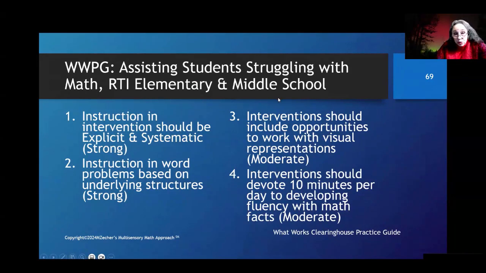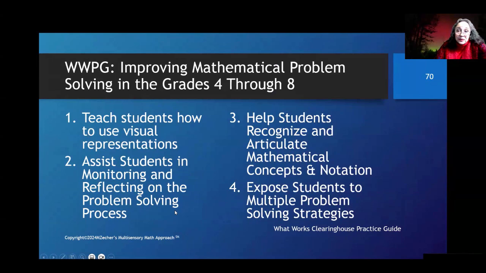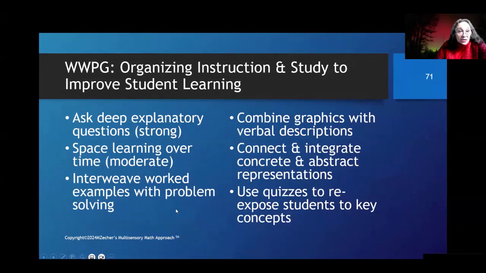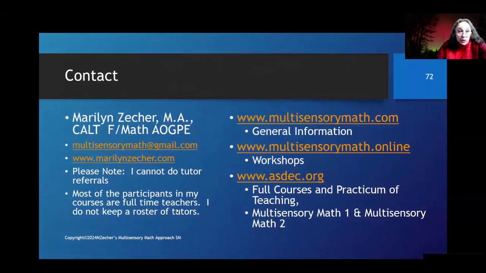I'm telling you which practice guide it is, and I'm giving you what the strategies are, what the recommendations are from the evidence. And then I'm going to give you my contact information, and I'm going to give you my references. They will all be in the handouts.